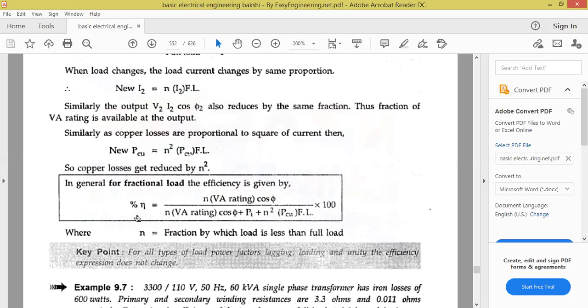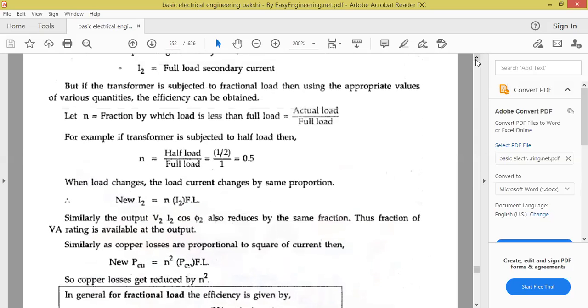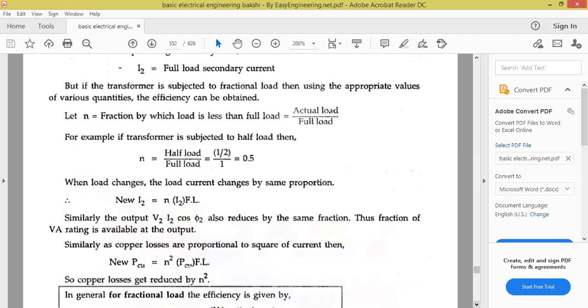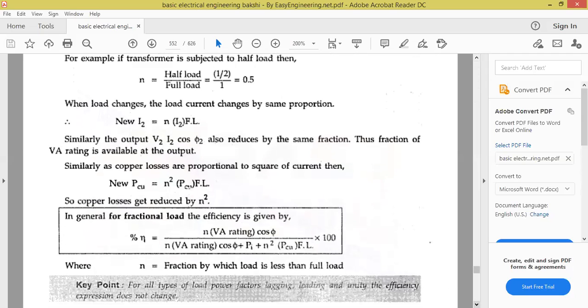So what is the efficiency formula? Efficiency equals VA rating into cos theta by VA rating into cos theta plus Pi, that is iron loss, plus copper loss, which we have taken as the copper loss at full load. I will show you this formula once again. This is the copper loss. We can write I square R or any value of copper loss, depending upon the problem; we are supposed to change it. But here, efficiency at any load, this formula is important.